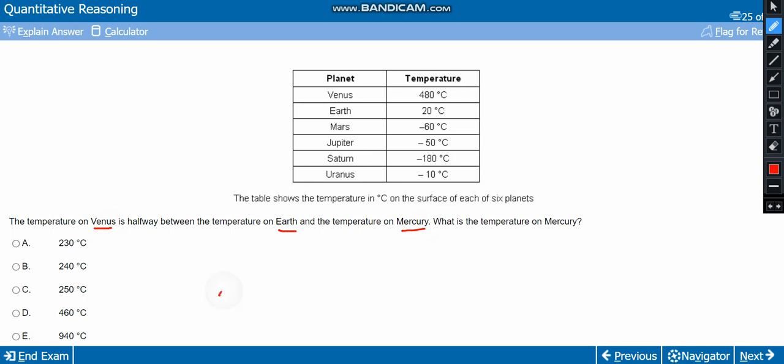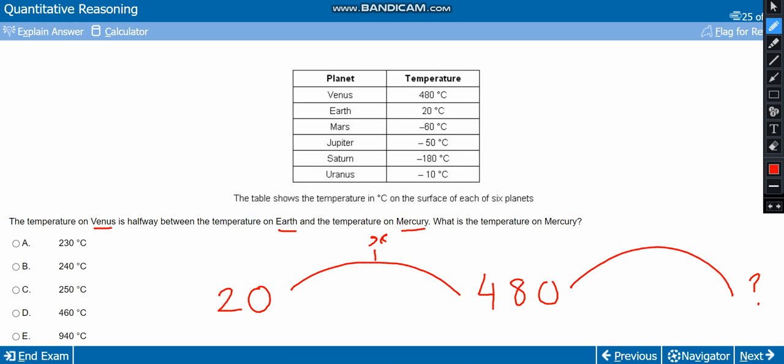We know Earth is here at 20, and then we know Venus is here at 480. Venus is the halfway point. Therefore, Mercury is up here at our mystery temperature. The difference between Earth and Venus must be some value x, and since Venus is the halfway point, that value x must be the same as the difference between its temperature and the temperature on Mercury.